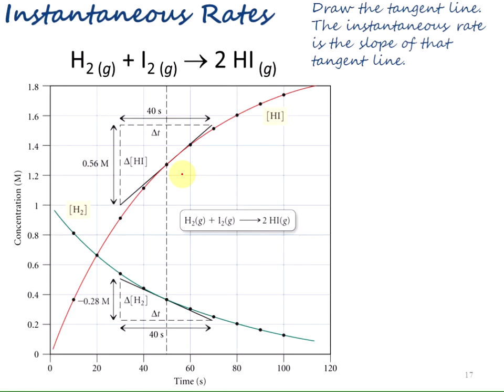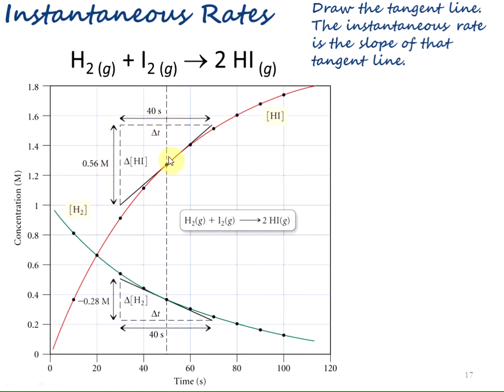But for the instantaneous rate, we need to draw the tangent line. The instantaneous rate is the slope of that tangent line. So let's say we're looking at time 50 here, and we want to get the rate of the reaction at time 50. We draw a tangent line, and here we've drawn it for the HI. And if we calculate the slope of it, so the rise over the run, so the 0.56 over 40, we can get the instantaneous rate at that point.